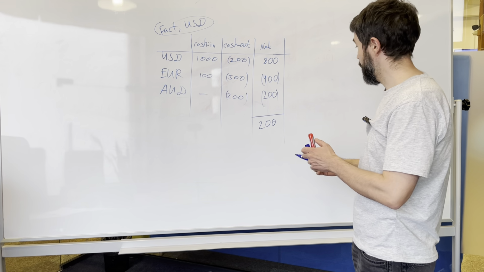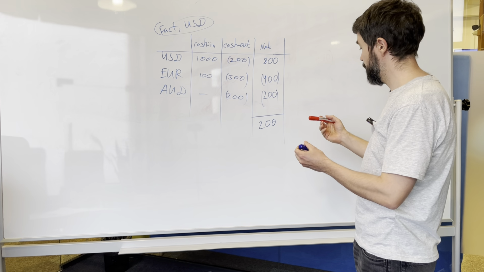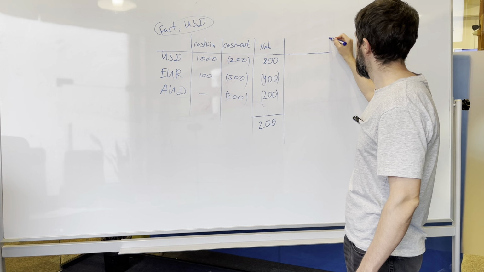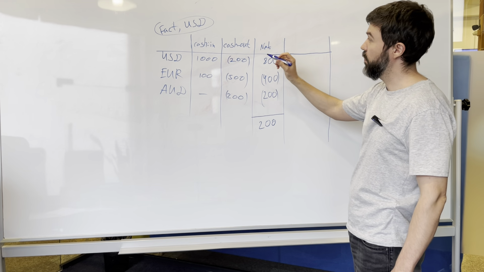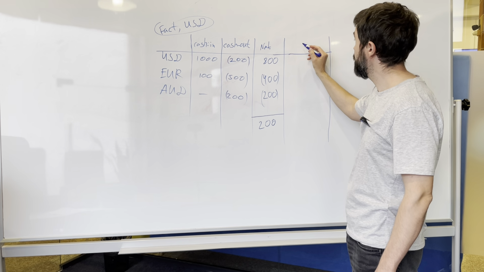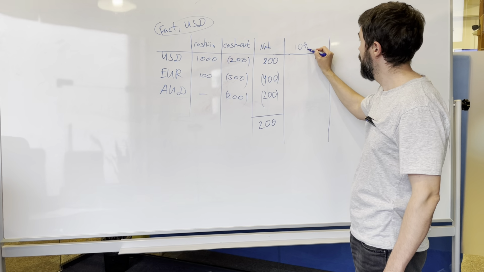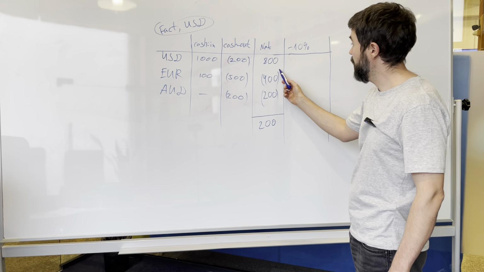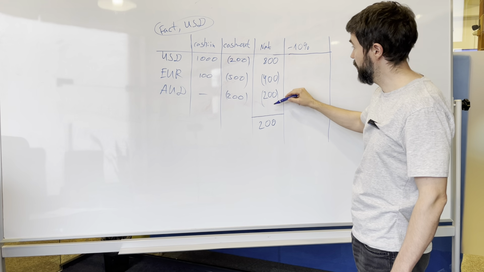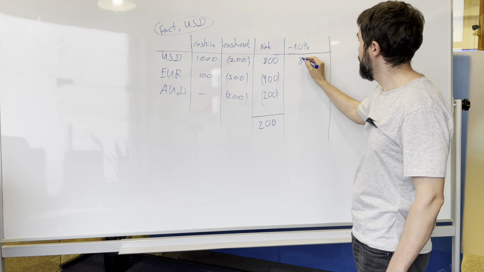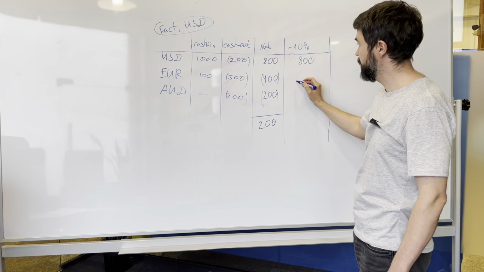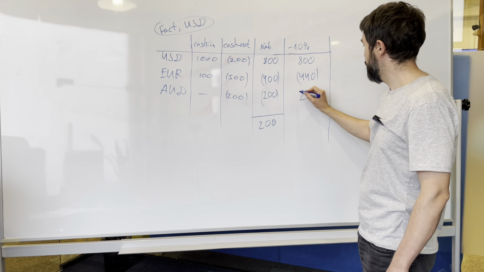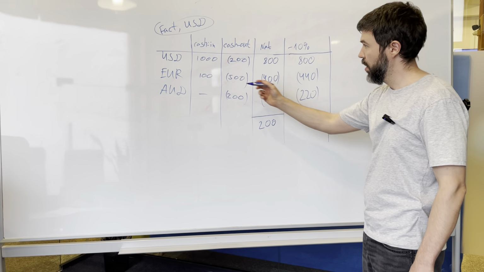The next step, helpful to analyze, is what would have happened if your functional currency was 10% weaker. So that means that here and here it's going to be different number. 800 for United States dollars, no changes. 440 for euros. 220, this is United States dollars equivalent, for Australian dollar.